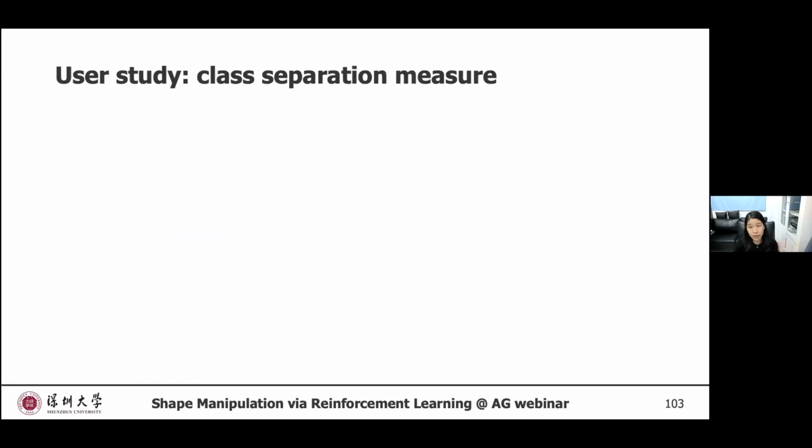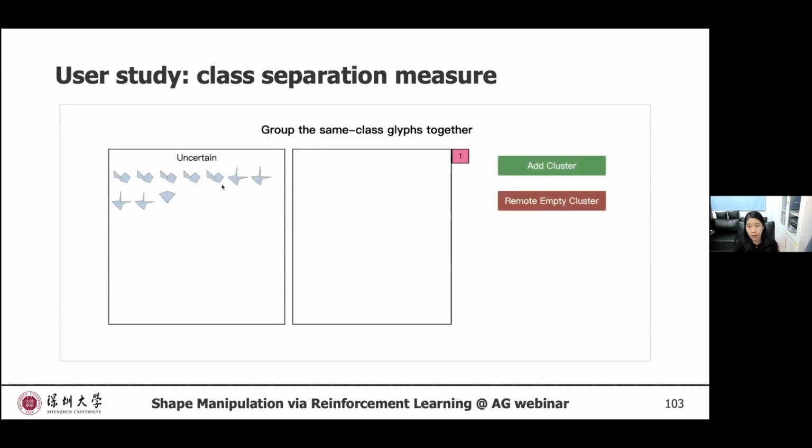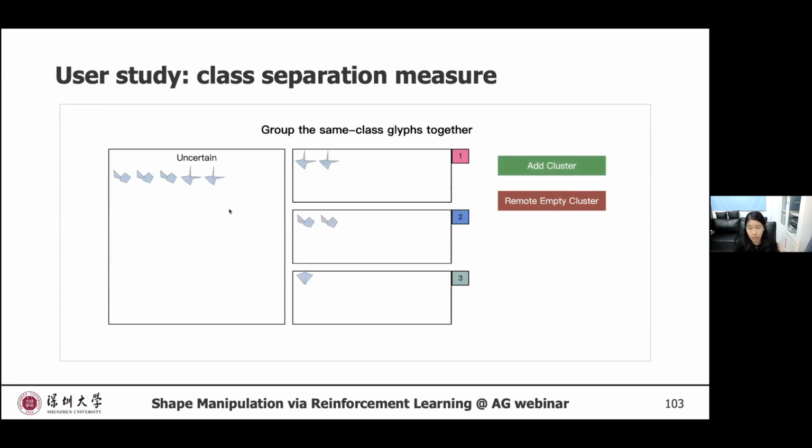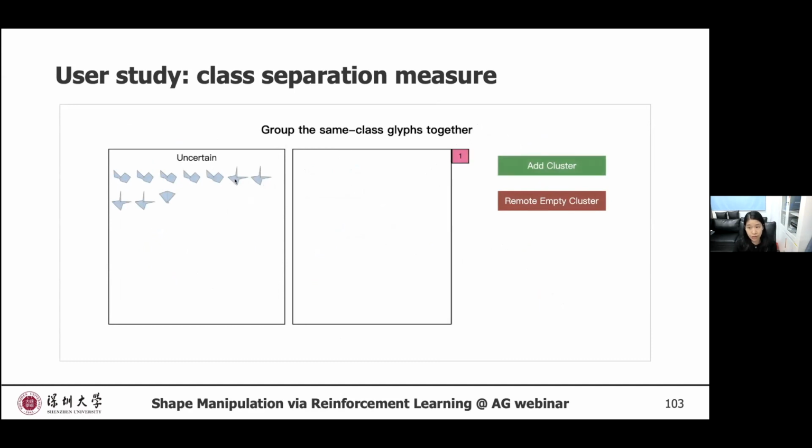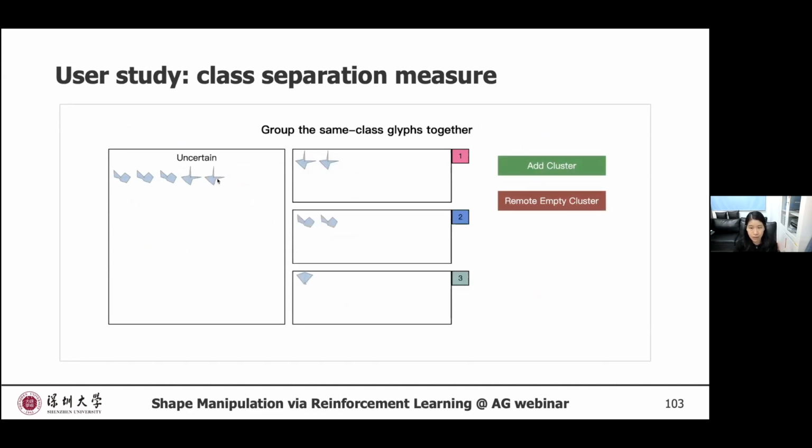We conduct a user study to justify our class separation measure. In this study, users are shown a set of stacked glyphs without labeling. Then they are asked to manually group the glyphs into clusters. Note that the size of each cluster can be different, and the number of clusters is also decided by the users. So the average grouping quality of the result will indicate the perceptual class separation of the stacked glyph sets.